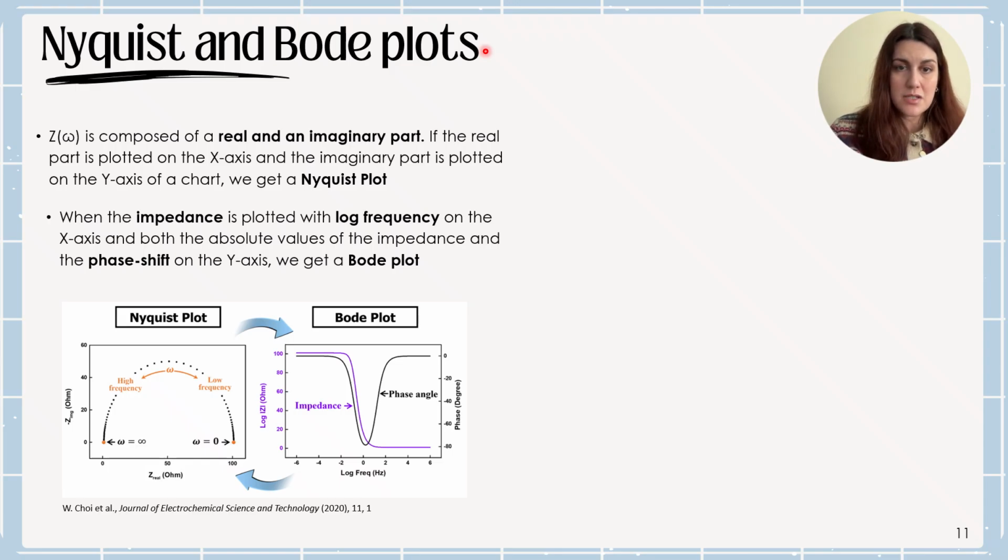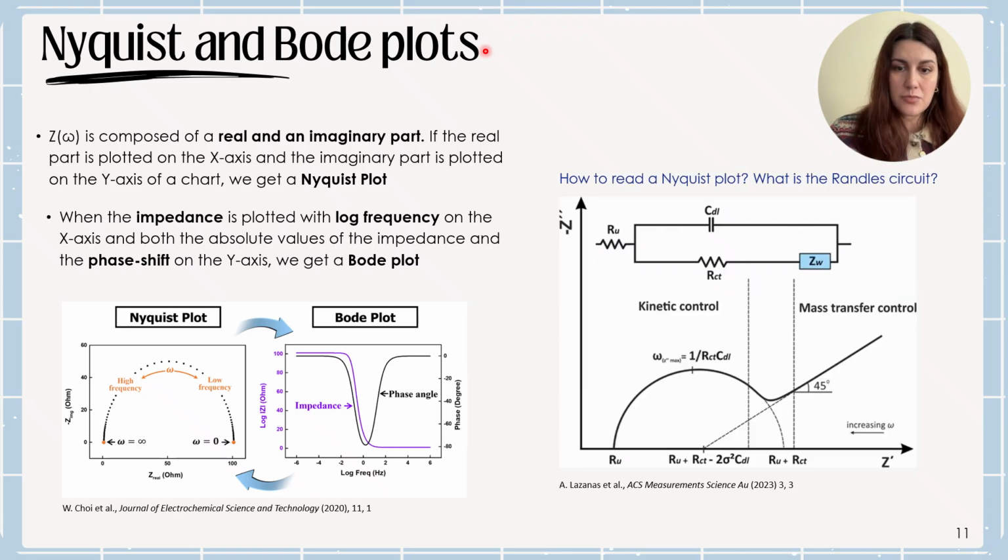At even lower frequencies, mass transport effects become dominant. In this region, diffusion processes dominate, as you see in this example here. Often a 45-degree tail appears, which is known as the Warburg impedance. To model all of these, electrochemical systems are often represented using equivalent electrical circuits, such as the Randles circuit shown here. This model includes the solution resistance Ru, the double layer capacitance CDL, the charge transfer resistance RCT, and the diffusion-related Warburg element ZW.